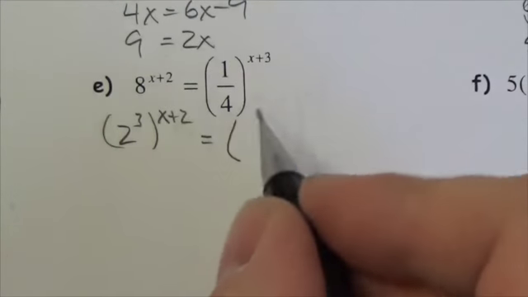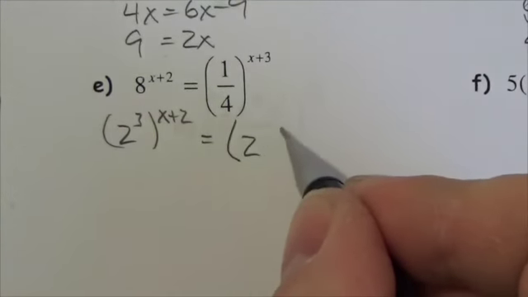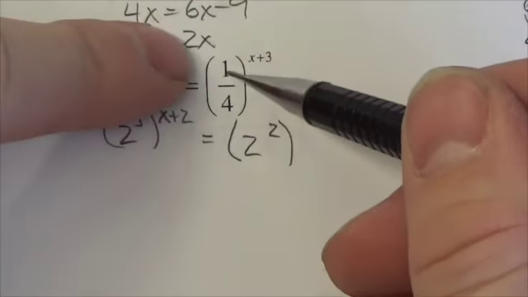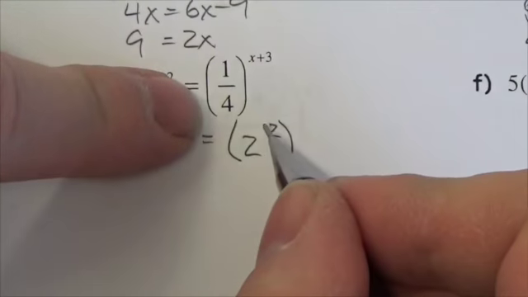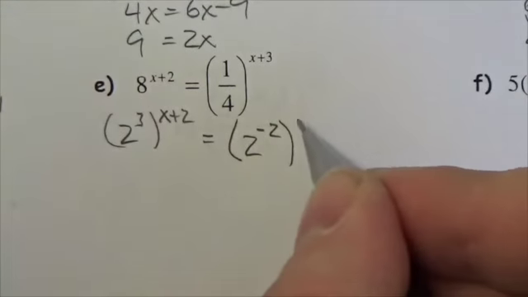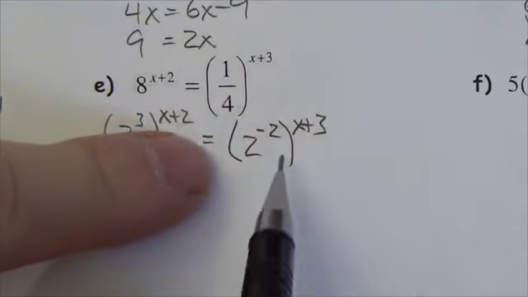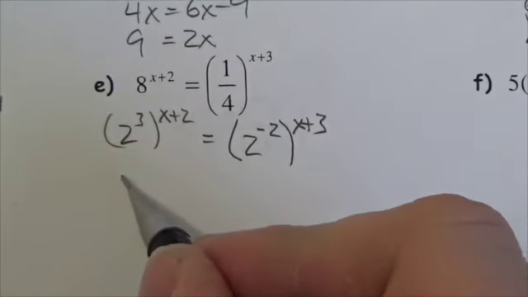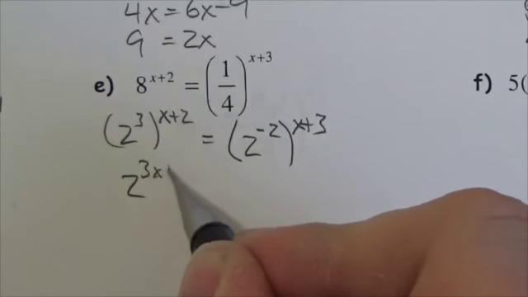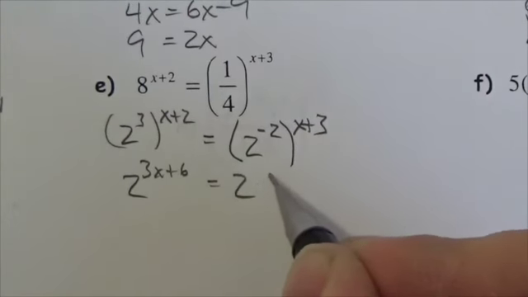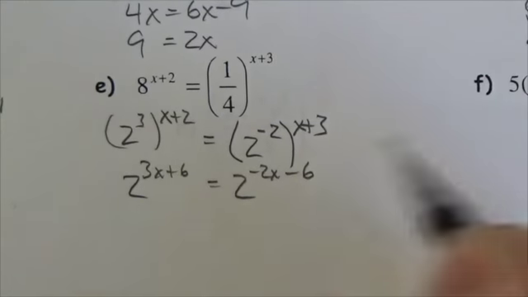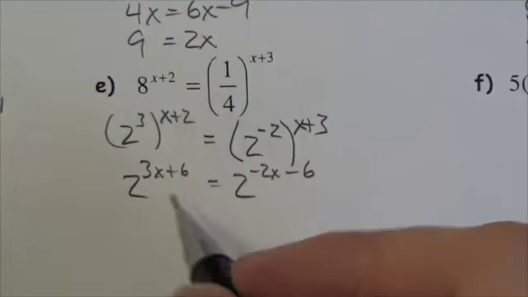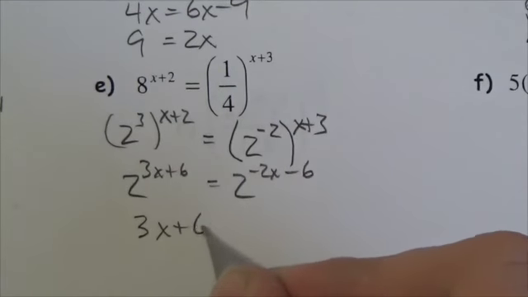Now 1 over 4 though. Now I know 4 is 2 squared. I know that. But this is 1 over 4. So because the 4 is in the denominator, this has actually got to be negative 2 to the x plus 3. I just got to remember that negative in there to deal with that. Now I'm going to distribute my exponent through. So 2, that'll be to the 3x plus 6. This will be 2 to the negative 2x minus 6. Power equals power. Bases are the same, so the exponents must be the same.